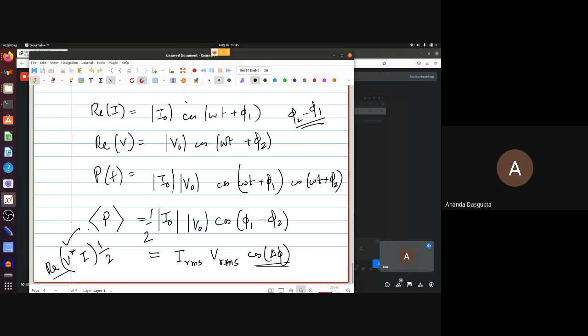Of course, that's the case for a pure capacitor. If you have an impure capacitor, which also has some resistance to which current can leak, then the resistive part will still dissipate energy. But the pure capacitor or pure inductor part will not. But this is the final result that you are going to use often, this half of real part of V star I.